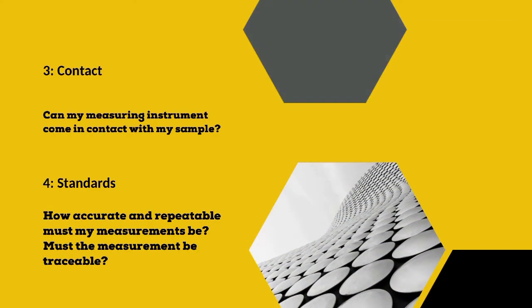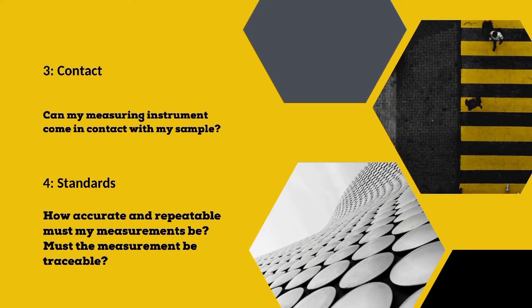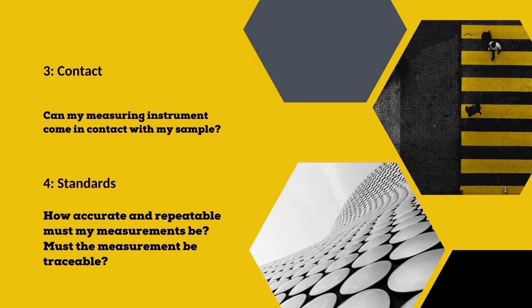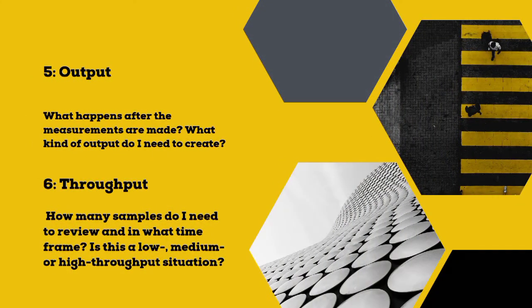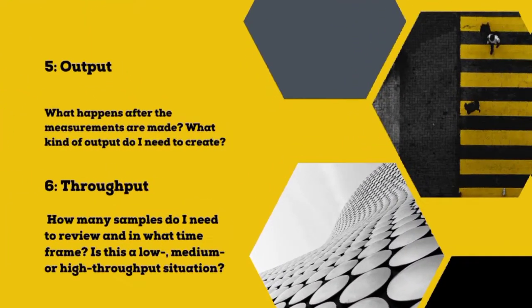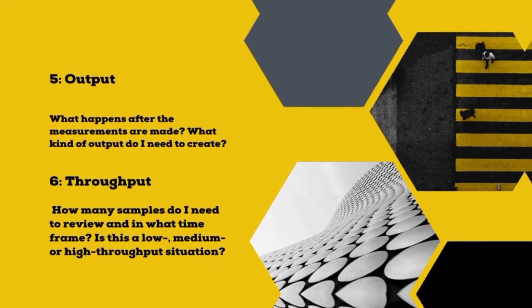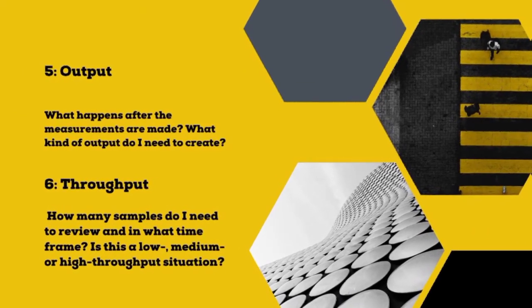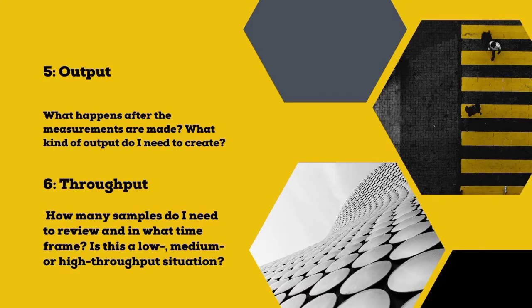Third is contact. Can my measuring instrument come in contact with my samples? Fourth is standards. How accurate and repeatable must my measurement be, and must it be traceable? Fifth is output. What happens after the measurements are made, and what kind of output do I need to create? Sixth is throughput. How many samples do I need to review and in what time frame?